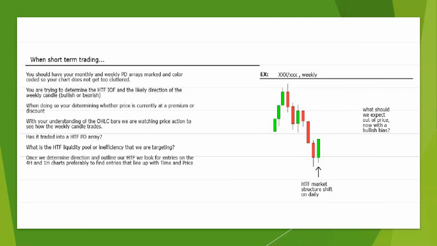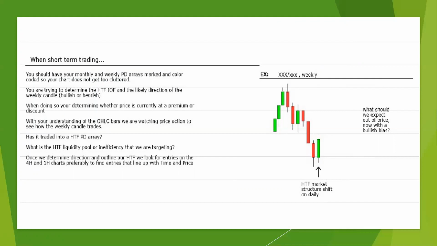Now, when you're trying to determine higher time frame institutional order flow, the likely direction of the candle, you want to look at where price is. Am I at a premium or am I at a discount? And how has price action reacted off of a level that it has traded away from? So where was price last week? How did price trade? And then once we determine what our bias is, we also want to determine what's going to allow me to enter the trade and where I am going to take this trade to.